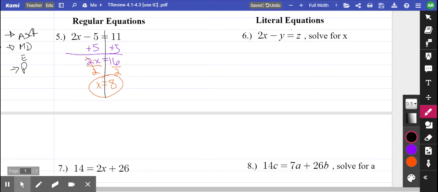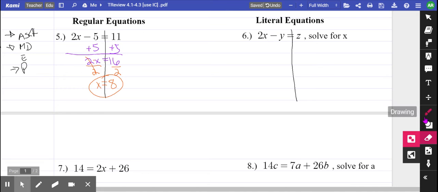Now, with this literal equation, notice, we have 2x minus y equals z, and this time they tell us to solve for x because there is more than one variable. They'll tell you which one to solve for. Now, what's happened is I went from this negative 5, and now I have a negative y. I have this 11 over here on the right side, and now I replaced it with a z. Nothing changes in the steps we take. All that changes is now we have a bunch of variables we have to work with.